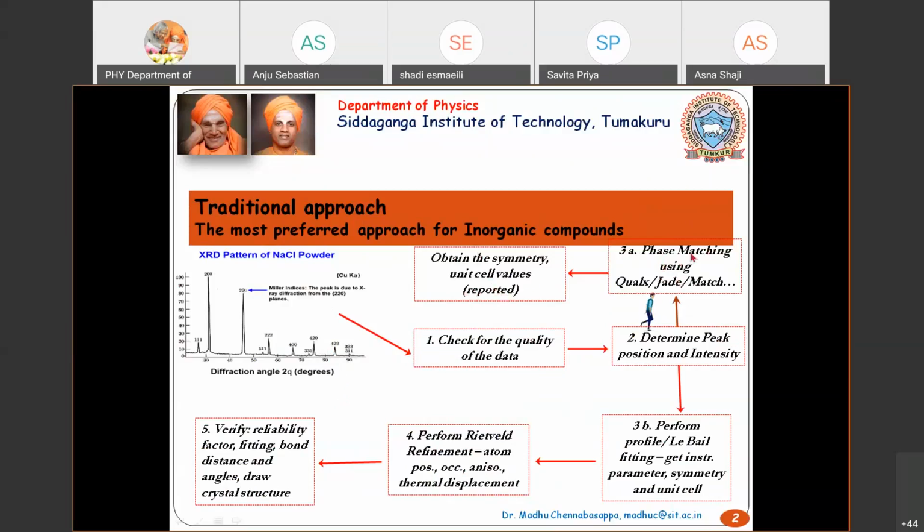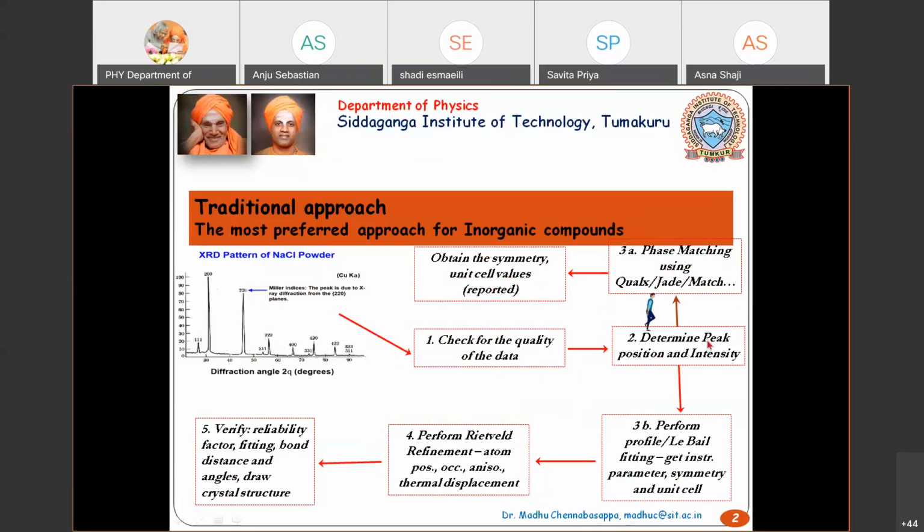You do this phase matching by using Quantum, Jade, Match, or many others. You can even use Topas, EVA, and I think HighScore Plus. You can use any of those. The main information that you get from phase matching is the symmetry: what space group it is, what kind of symmetry it has, whether it is cubic, tetragonal, orthorhombic, and you will also get some unit cell parameters. You get this by matching with your database.